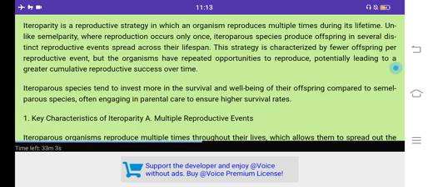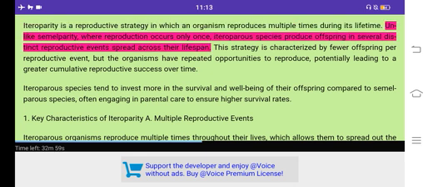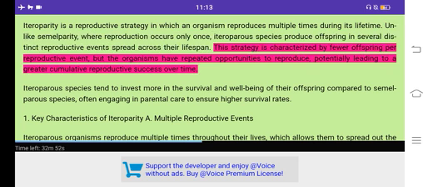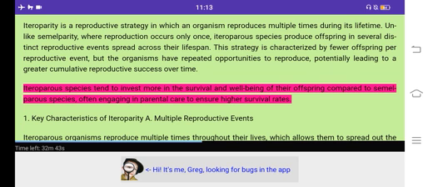You said: Iteroparity. ChatGPT said: Iteroparity. Iteroparity is a reproductive strategy in which an organism reproduces multiple times during its lifetime. Unlike semelparity, where reproduction occurs only once, iteroparous species produce offspring in several distinct reproductive events spread across their lifespan. This strategy is characterized by fewer offspring per reproductive event, but the organisms have repeated opportunities to reproduce, potentially leading to a greater cumulative reproductive success over time.